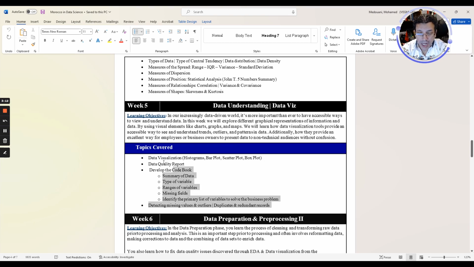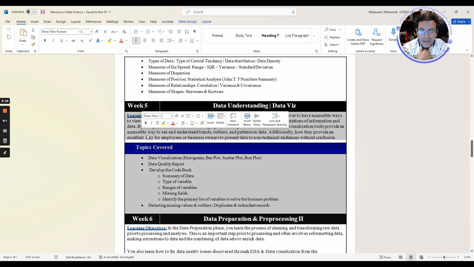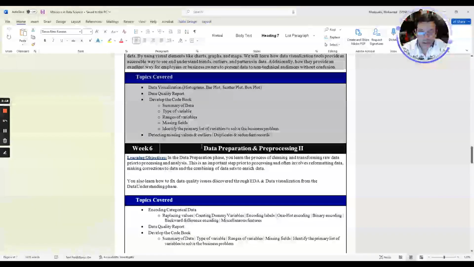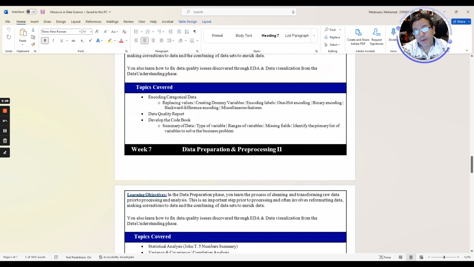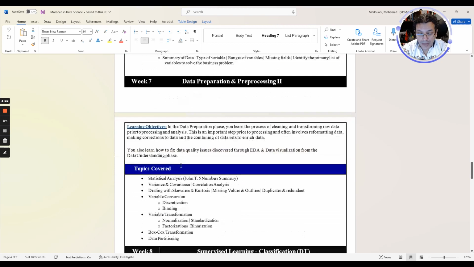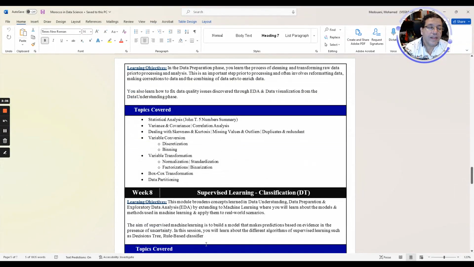Once we have a clear understanding of the data, then we are going to move into fixing quality issues of the data. So week number 6 is going to be data pre-processing, and week number 7 is going to be another data pre-processing, and then we are going to move on. Week number 8 we are going to move into building models. Then we are going to build some supervised learning models, and it's all about classification, because the type of the data that we have is classification.